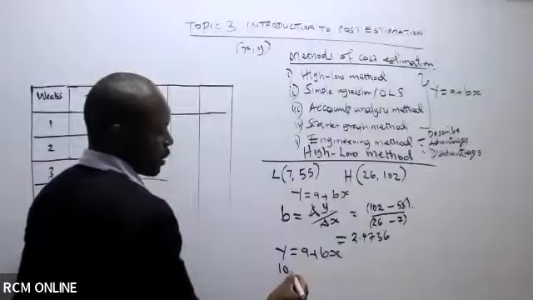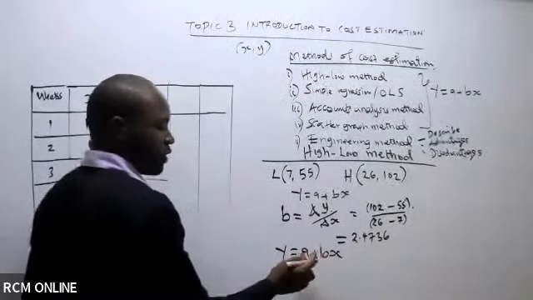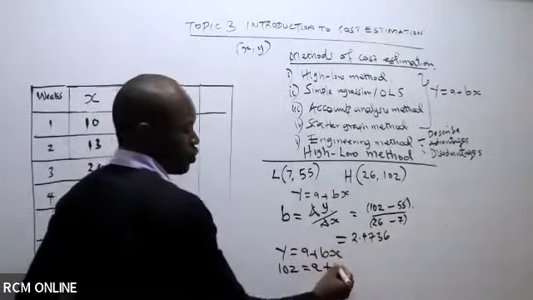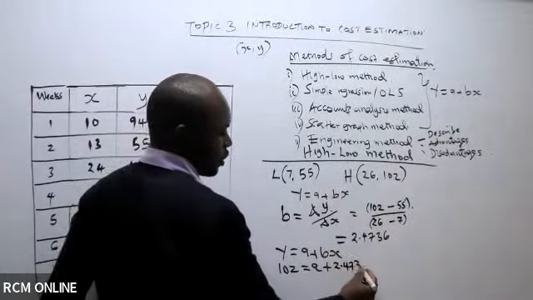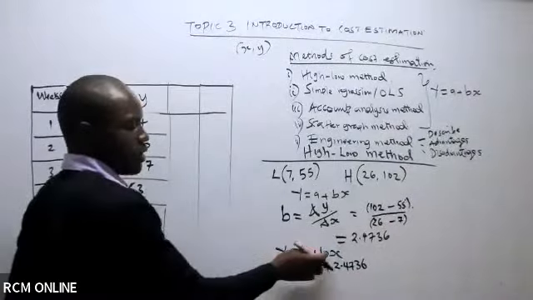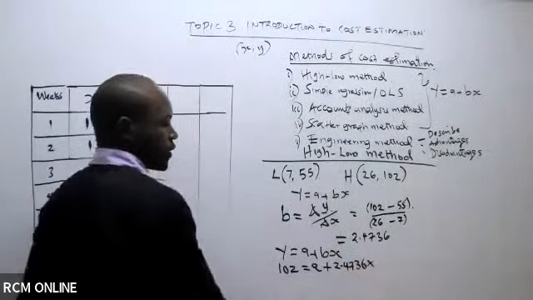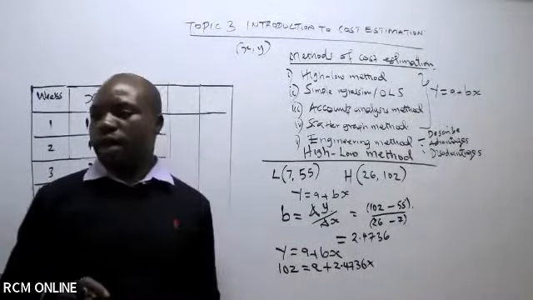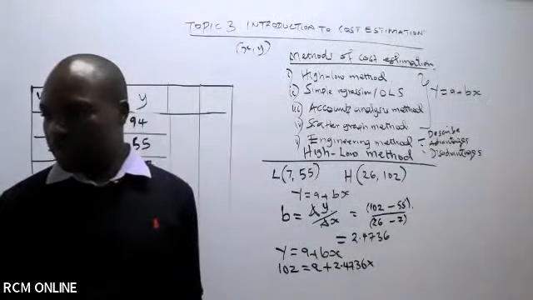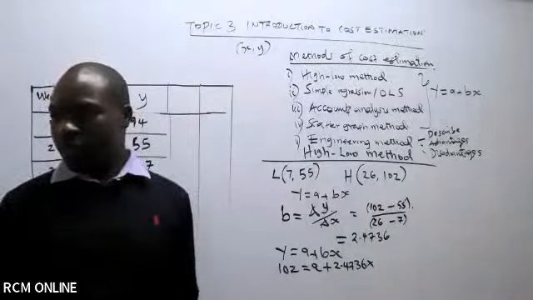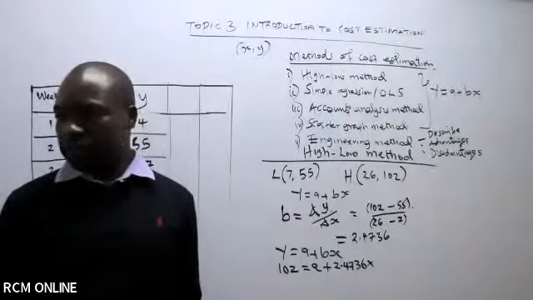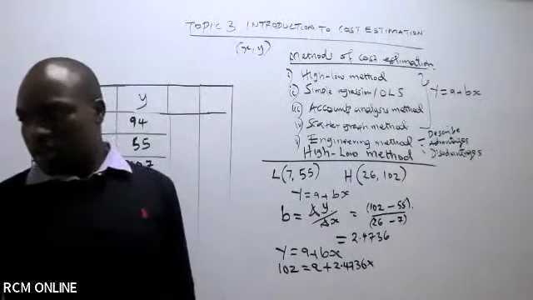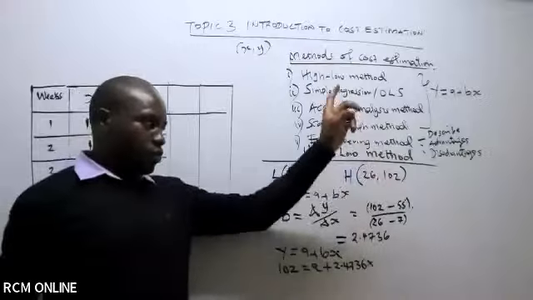So when y is 102, we don't have the value of A, plus B. Do we have B? Yes, 2.4736. And our formula says it is B multiplied by x. When y is 102, what is the value of x? Are we not rounding off? 4 decimal places. When the value of y is 102, what is the value of x?